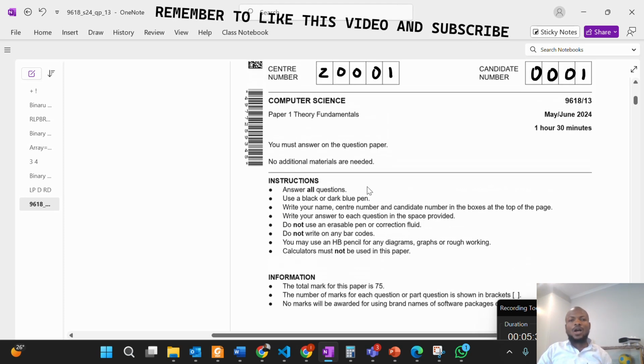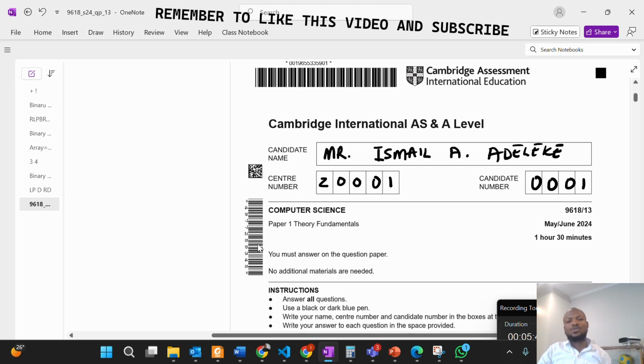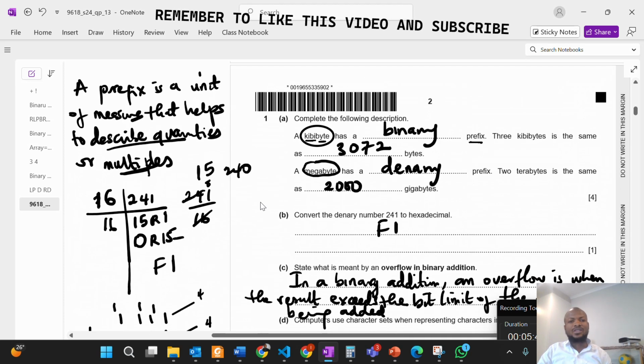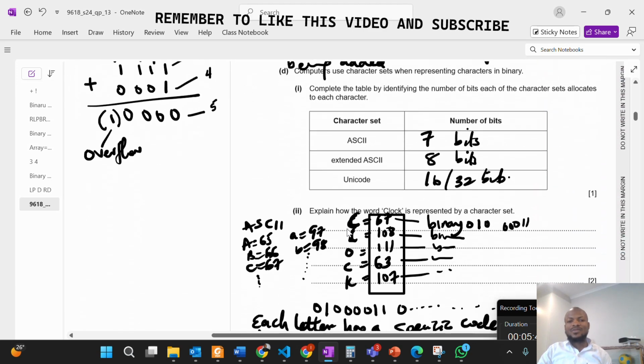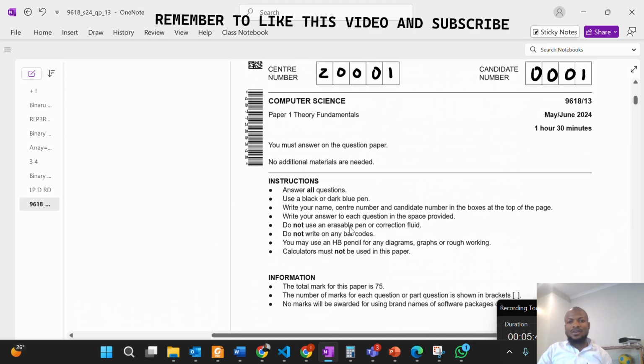Do not write on the barcode. You see students writing on this barcode as well. Maybe rough work like I did here, writing some rough work. You see students writing on the barcode, which is absolutely wrong. Okay? You may use HB pencil for any diagram. So this is when you can use a pencil for any diagram or graphs.